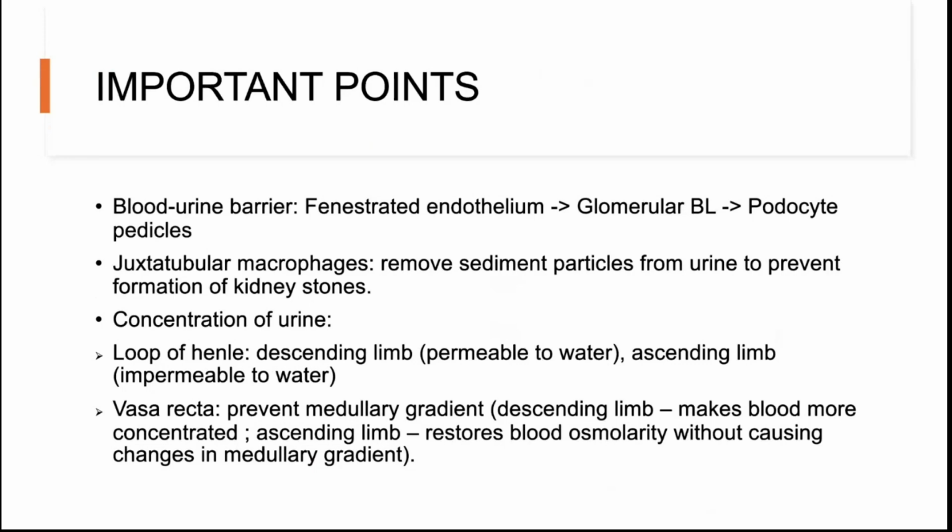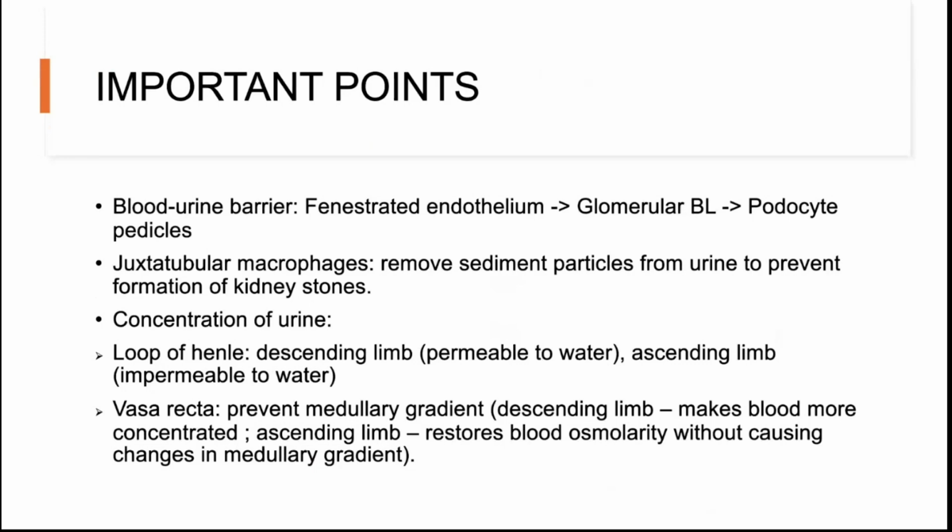So these enter into the blood in the descending limb of the vasa recta to balance out the amount of salt which is present in the environment of the cortex. And this makes the blood in the descending limb more concentrated.